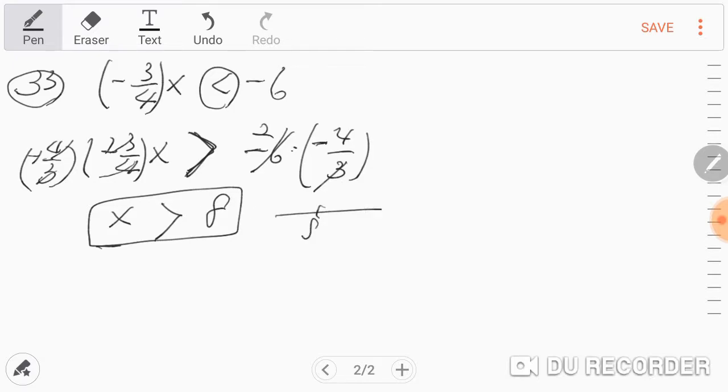So here is 8. x is greater than 8. Go all the way to the right, parenthesis. So interval notation will be 8 all the way to the right, positive infinity. Both parentheses. Infinity is always parentheses. The number 8 is not included, so use parentheses.